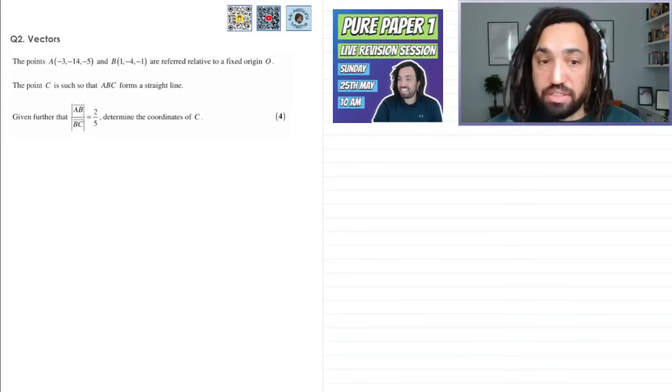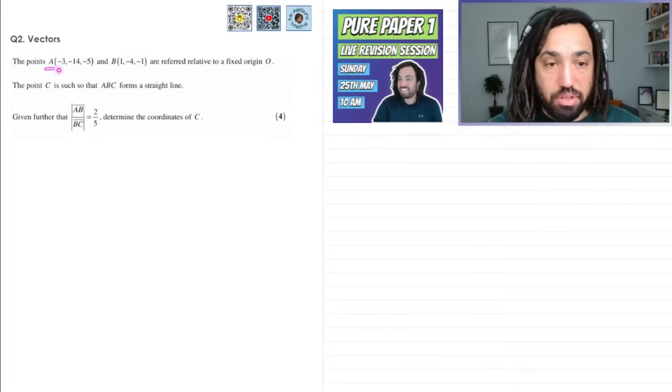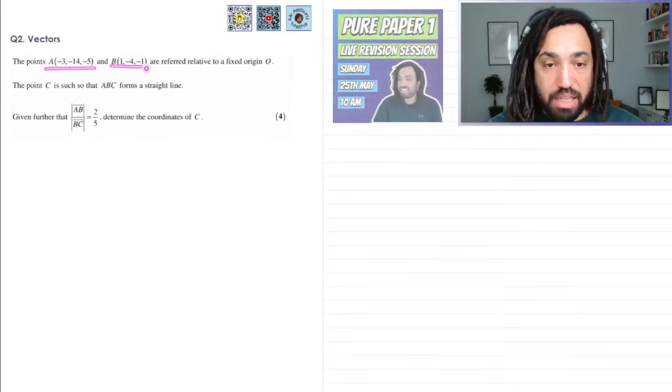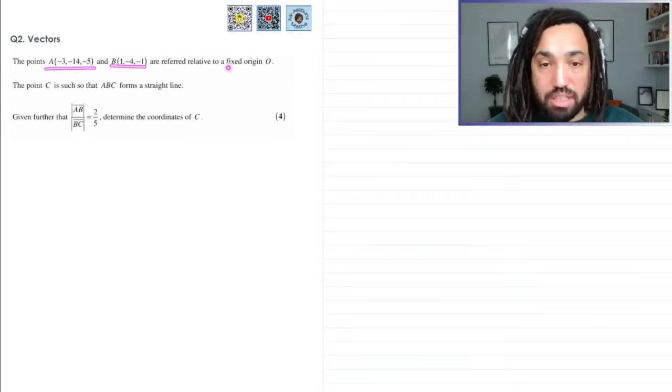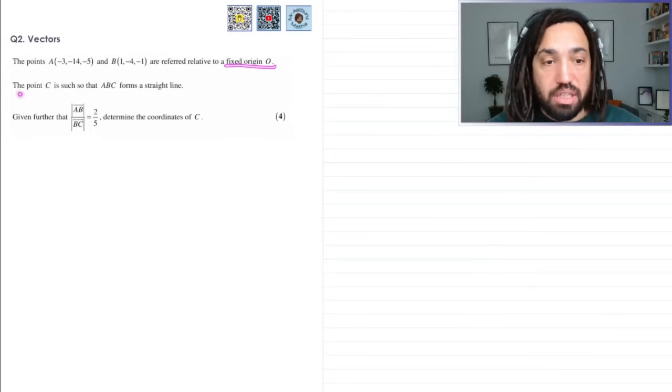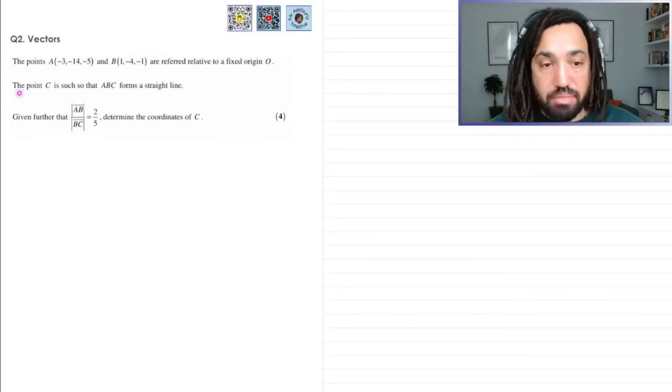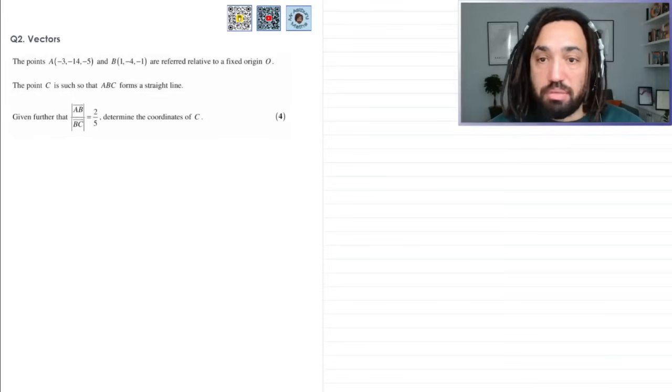Okay, next question is vectors, and it says that we've got the point A and the point B as given, relative to a fixed origin. And it then says that C is such that ABC forms a straight line. And then we've got this information about the magnitudes. It asks us to find C.